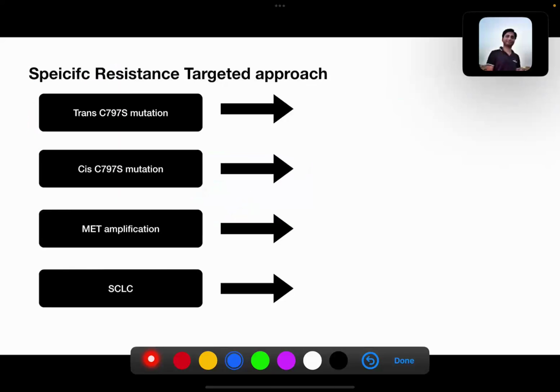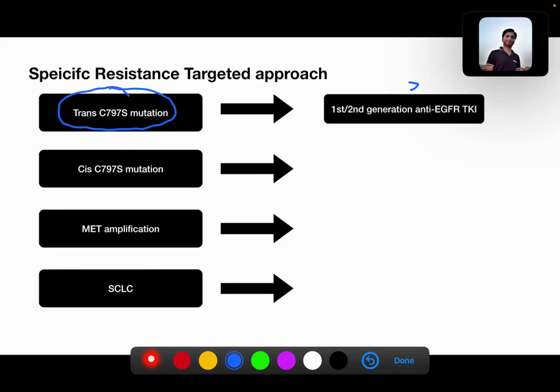So the targeted approach will be if you identify certain mutations, such as if you identify a trans C797S mutation, you can re-challenge with the first, second generation anti-EGFR TKI. So after giving osimertinib, if you have a trans C797S mutation, you can give gefitinib, and that will still work post osimertinib. So that is the beauty of this mutation, right? You can re-give, or if you have not given earlier, you can give a first or second generation anti-EGFR TKI. That works in trans C797S.